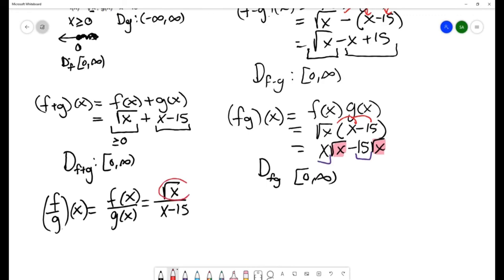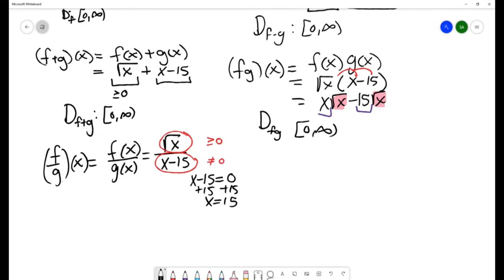This piece in the numerator is restricted because of the radical. It has to be greater than or equal to 0. And this piece in the bottom, because it's in the denominator, is also restricted. It cannot equal 0. So in the denominator, I need to figure out what value is restricted. x minus 15 equals 0. We're going to add 15 to both sides and get x equals 15 as our restricted value.